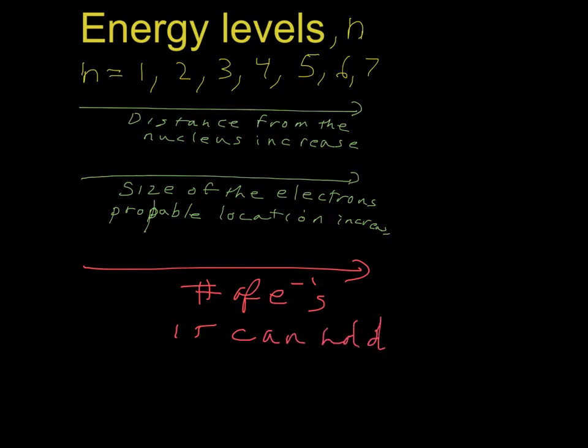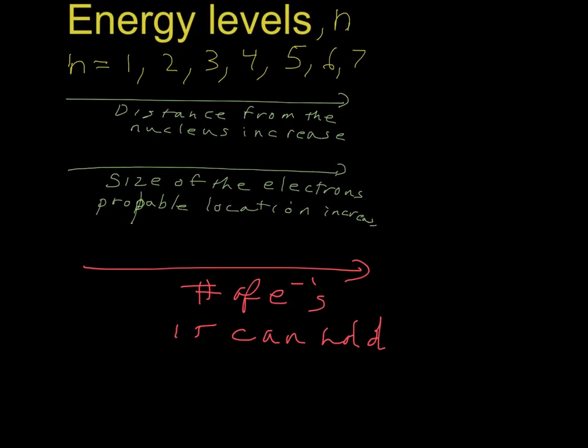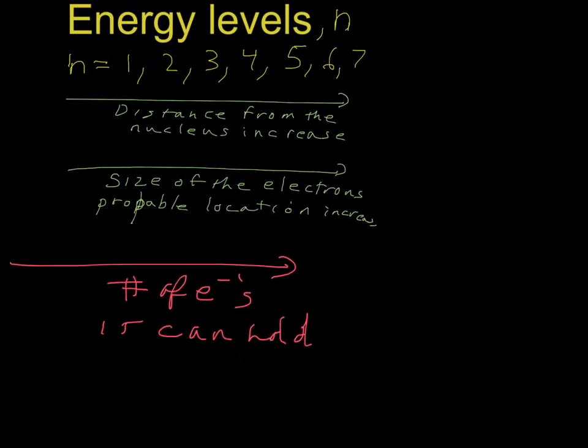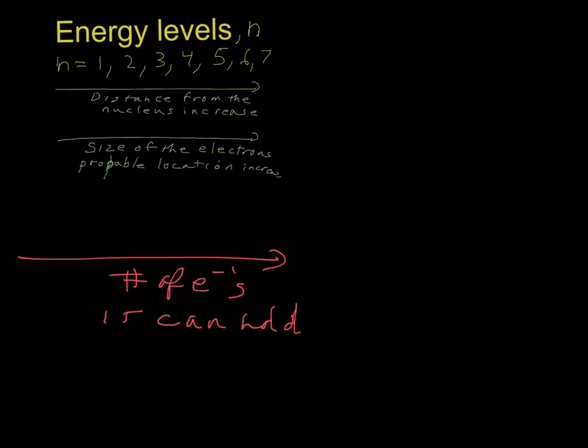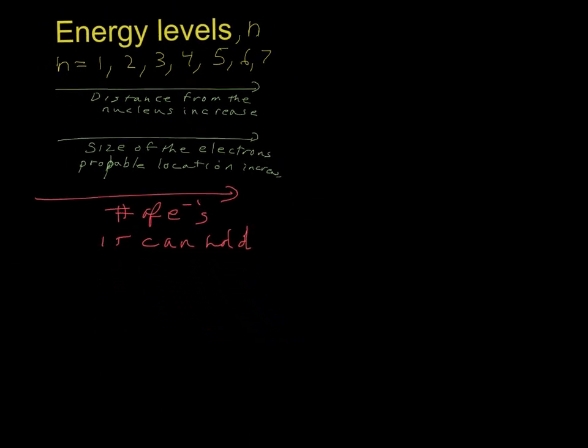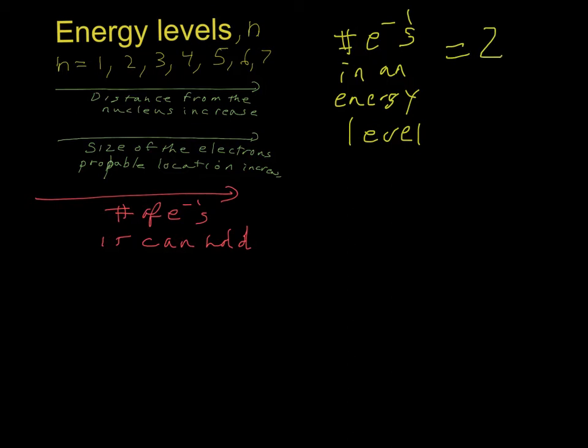Each energy level can hold a different number of electrons. The number of electrons an energy level can hold is equal to 2n squared.